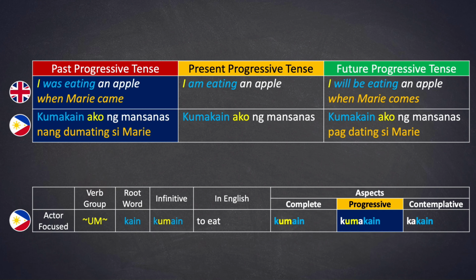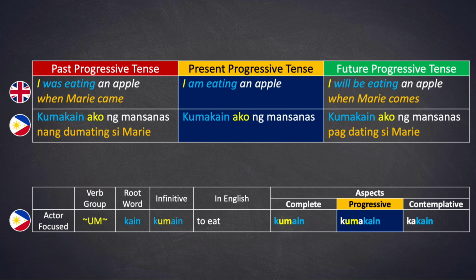Here goes. In the English past progressive tense, we can have this. I was eating an apple when Marie came. Kumakain ako ng mansanas nang dumating si Marie. In English, I was eating conveys the progressive and unfinished action, eating, when another action occurred when Marie came. In Tagalog, we use the progressive form to convey the same idea if the action was happening in the past.